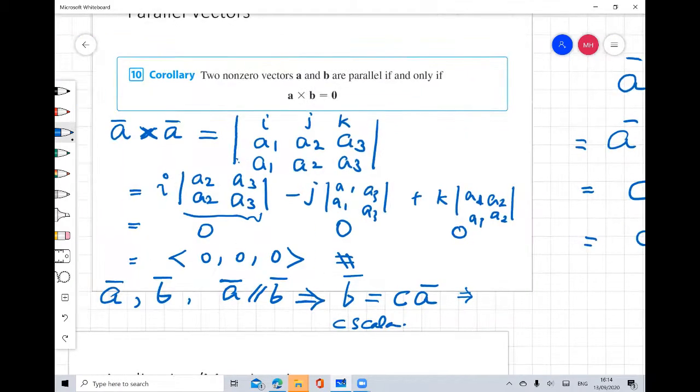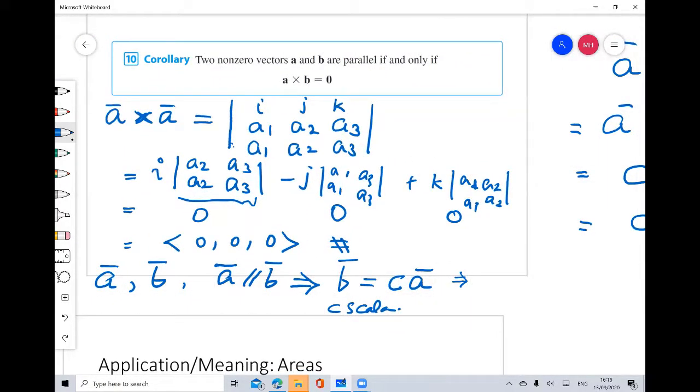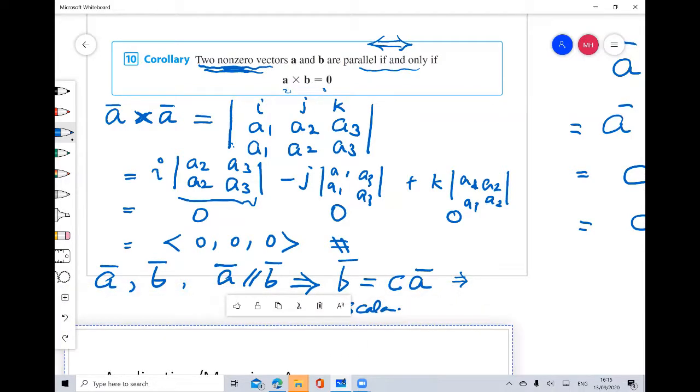Now we look at this corollary. It tells me that if I have two non-zero vectors, definitely non-zero, because if any one of them is 0, I'll end up with 0, and the 0 vector has no direction and is not parallel. So the condition here is that if I am talking about two non-zero vectors, they are parallel if and only if A cross B is 0. If and only if tells me it goes both ways. If they are parallel, then the cross product is 0. If the cross product is 0, then they are parallel. This is another approach for finding whether two vectors are parallel or not.